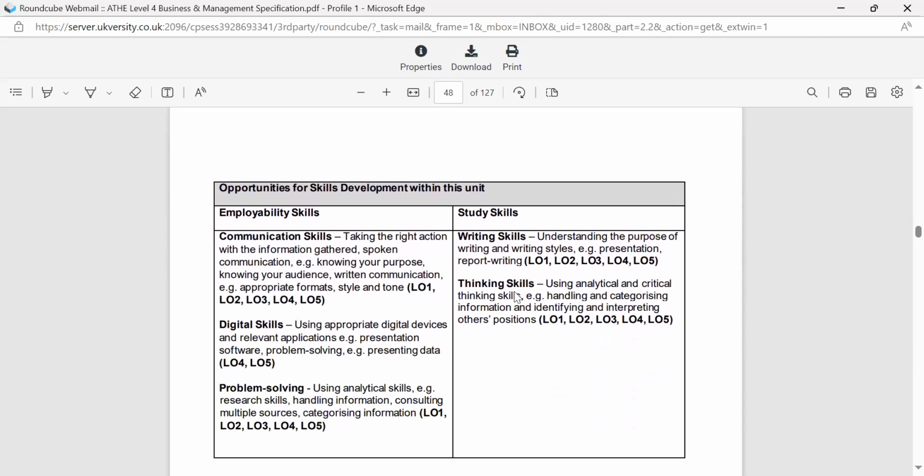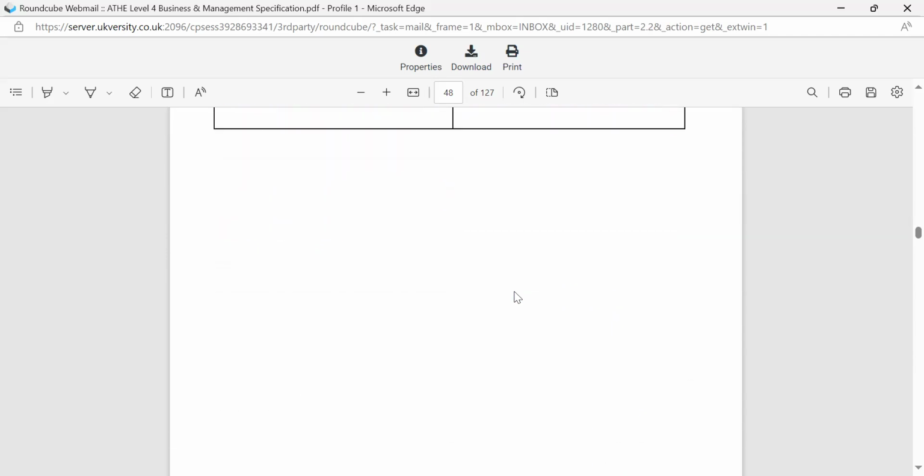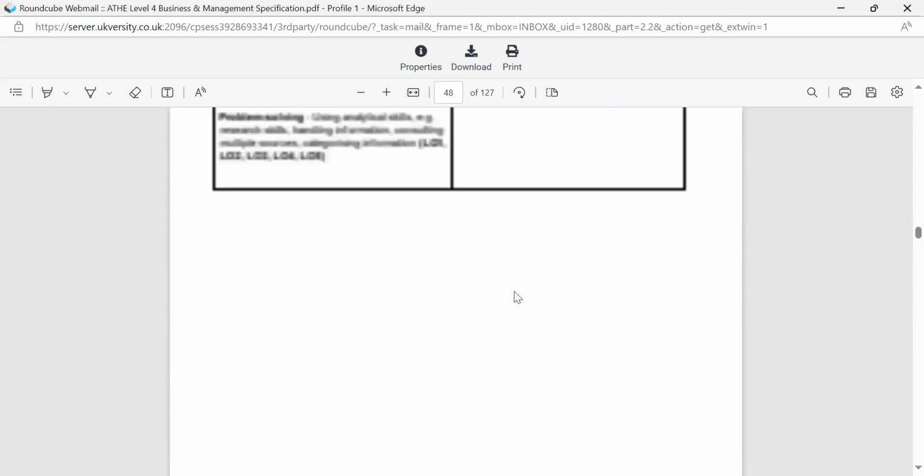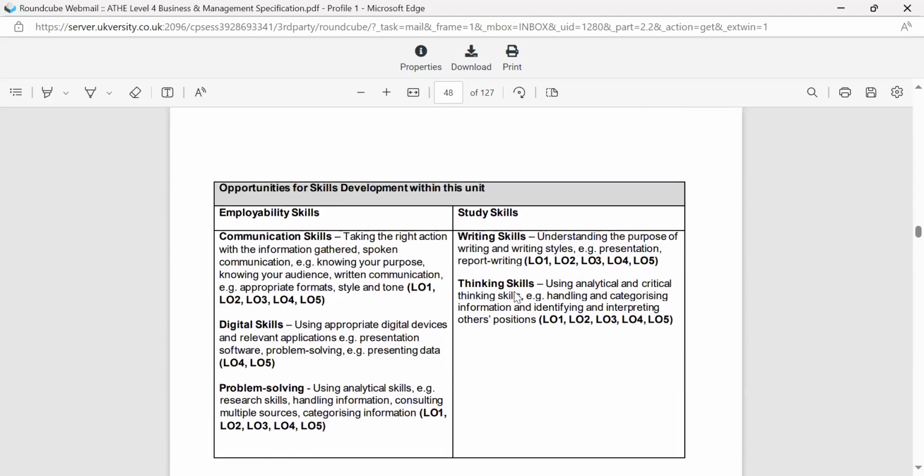So the elements of this we'll be going through each week, so you've got a better idea of what we're doing and what the indicative content is for each unit. So that's a little bit on the unit specification. I'm just going to go through the first learning outcome with you, okay? So I'll just bring that up.